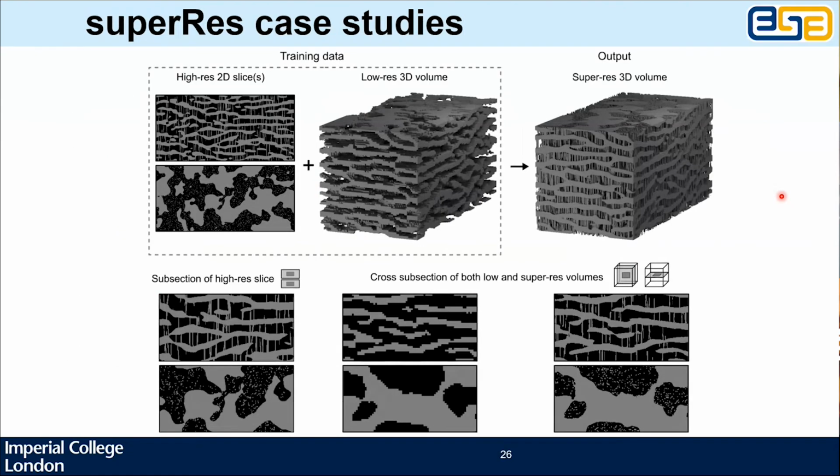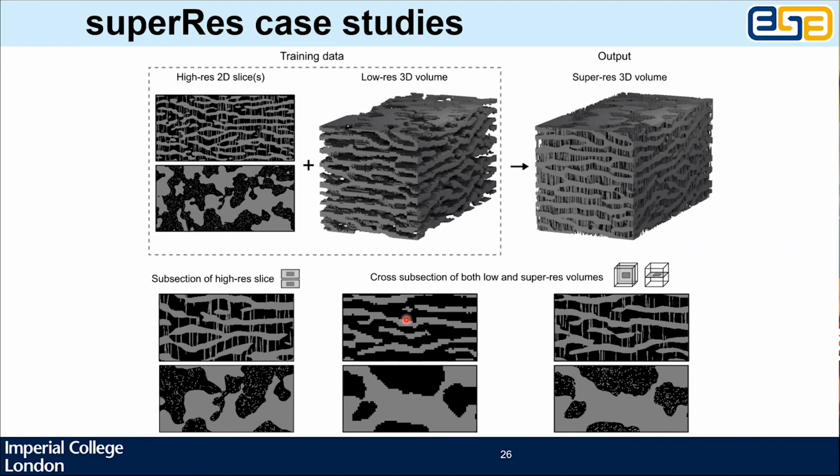This again works for anisotropic materials. So here is some battery separator data. On the left, top left, we've got two images of high resolution that show these nanofibrils, so these very fine filaments that connect the thicker lamellar regions of the separator. And then in the middle, we've got a coarse three-dimensional XCT image of a battery separator. And we're once again using our algorithm to combine them into this super resolved 3D volume.